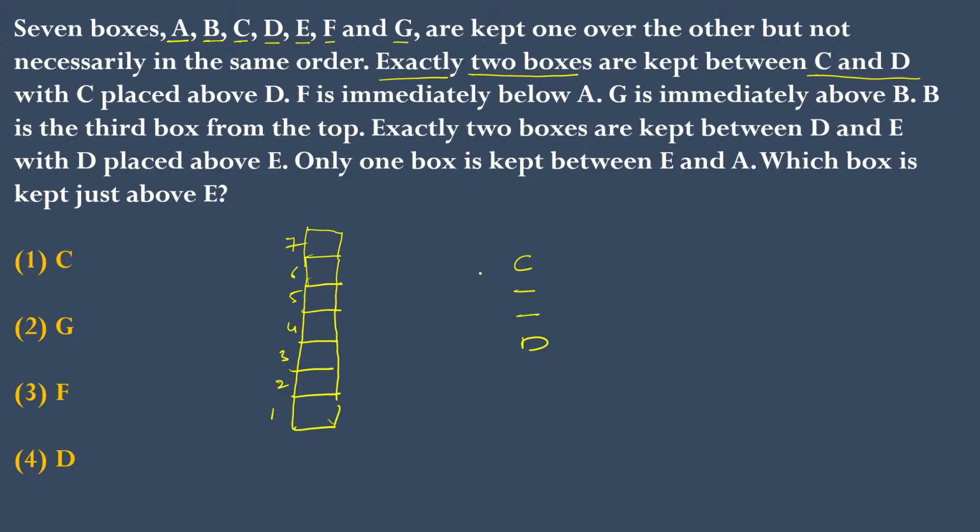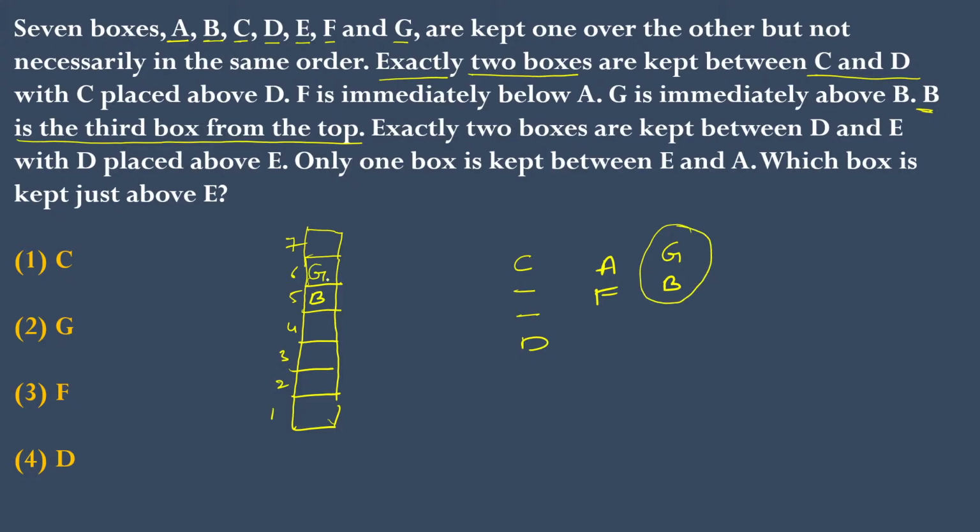This is the position. F is immediately below A. G is immediately above B. And B is the third box from the top. So from the top 1, 2, 3, here B is there. We have one more piece of information: G is just above B.